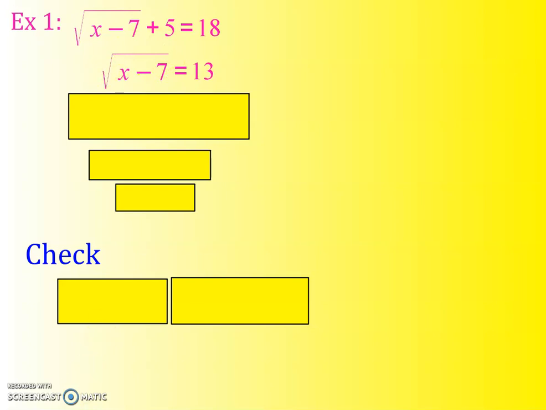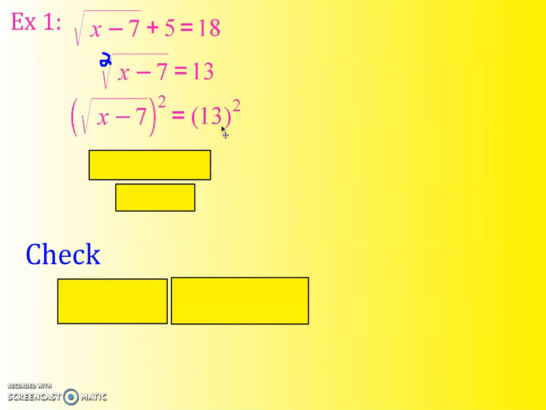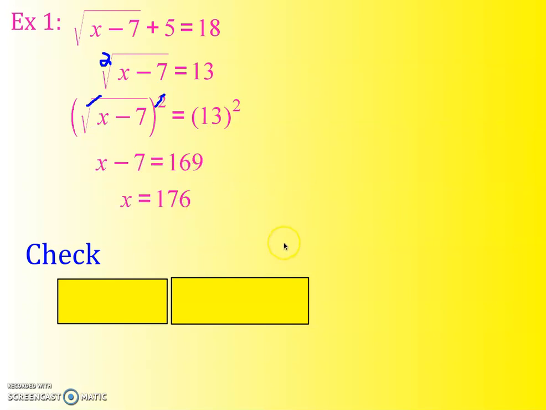We've got to check what kind of radical we have. We have a square root. Square root means it has an index of 2. Since it has an index of 2, we need to get rid of it. So we're going to square both sides of that equation. Square and square root cancel each other out. And so on this left side, all we're going to be left with is x minus 7. 13 squared is 13 times 13, 169. Let's solve for x. Add 7 to both sides. We get x equals 176.